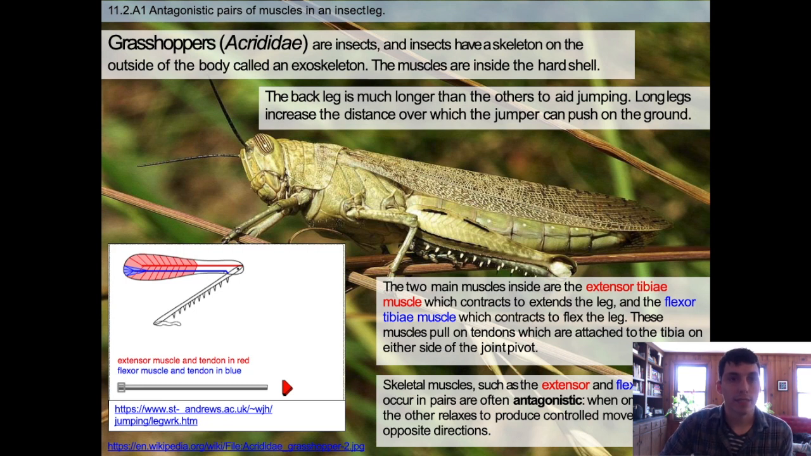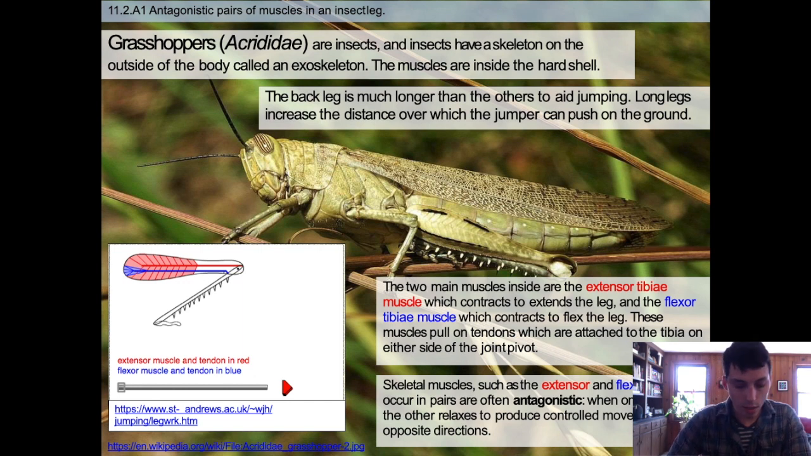So our first application, we talk about A1 here, antagonistic pairs of muscles. So if you've heard the word antagonist before, probably in English, you should know that it is something that works against. So books will often have protagonists, which are the main characters, and then antagonists, which work against those main characters.